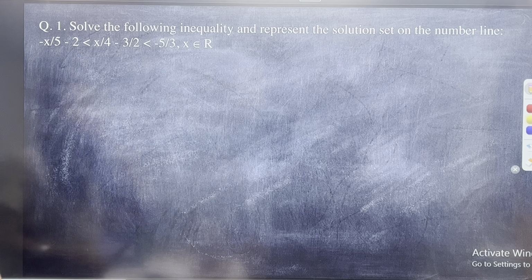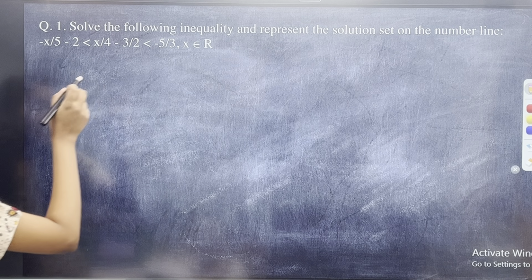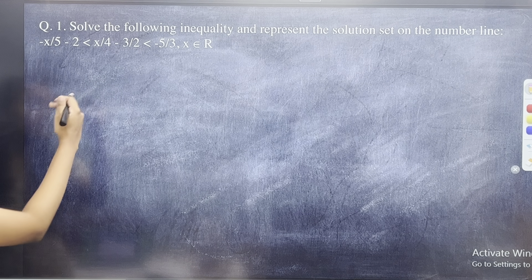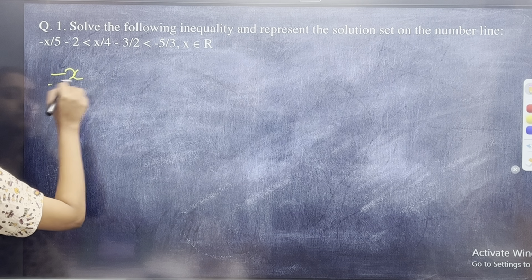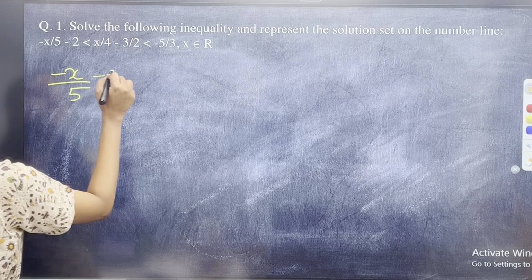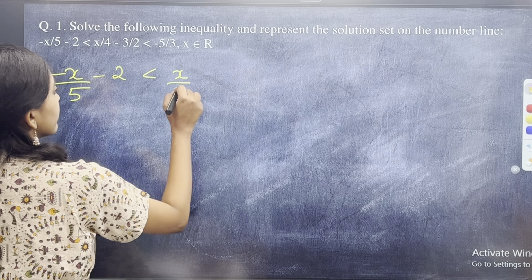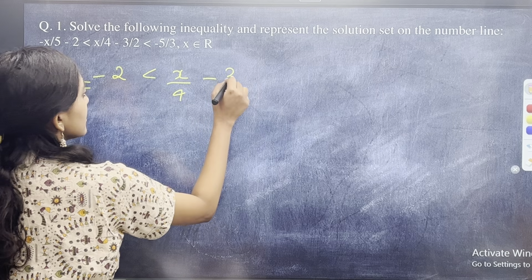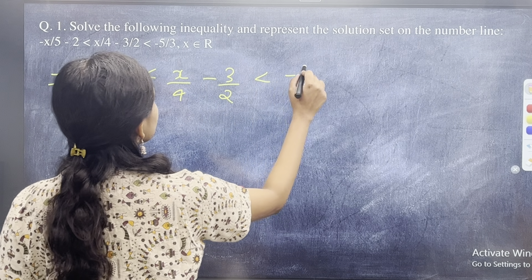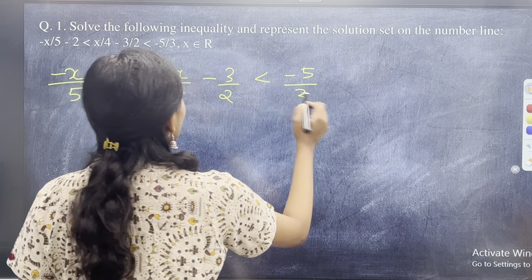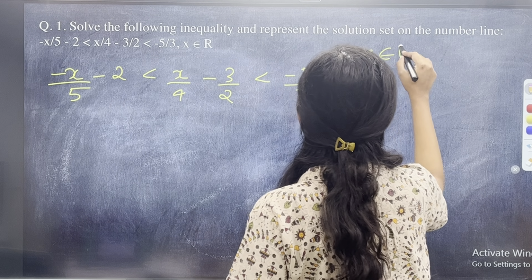So, how will you solve this question? Let me just write it down again for you. In your exam, it will be more clear than what I have written here. So, you have minus x by 5 minus 2 is less than x by 4 minus 3 by 2 is less than minus 5 by 3. And they're also saying that x belongs to real numbers.